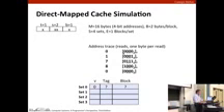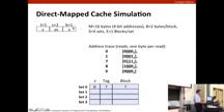Okay, so this is a really simple system: our memory system consists of 16 bytes. So it's not a very useful system, with 4-bit addresses. And it's broken up into blocks of 2 bytes each. Our cache consists of 4 sets with 1 block per set.